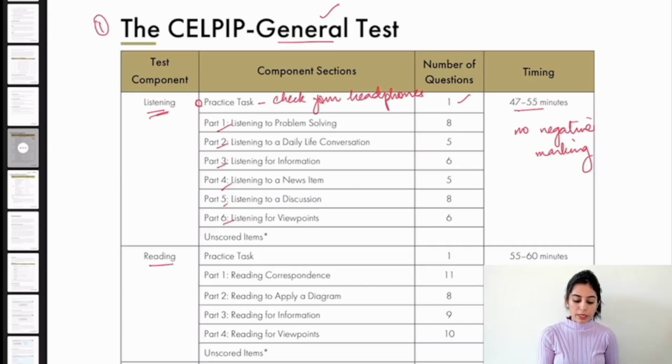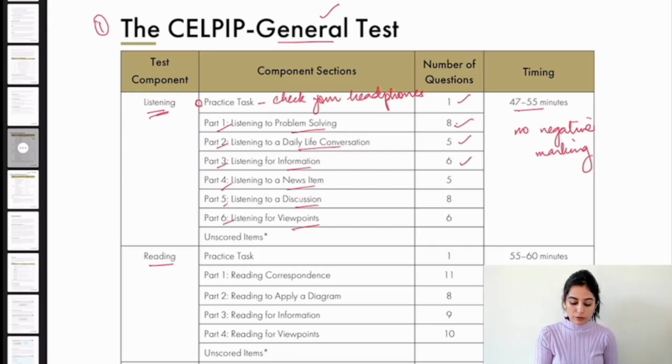So the first part is to problem solve. Then you have to listen to a daily life conversation, information, news item, discussion, viewpoints. I'll discuss all of these things in detail when we focus on each of the modules separately. And the first one, problem solving, wherein there's a problem, there's a solution, you have to find the problem, find the solution. You'll have to answer 8 questions. In a daily life conversation, it could be a school setting, it could be a workplace setting, or a grocery store, and you have to answer 5 questions.